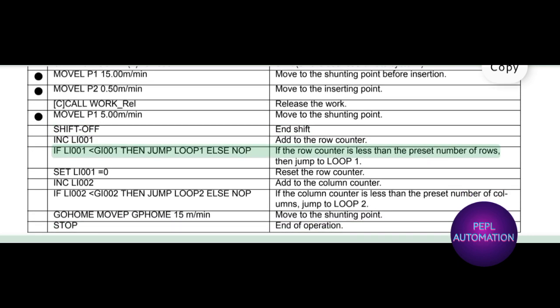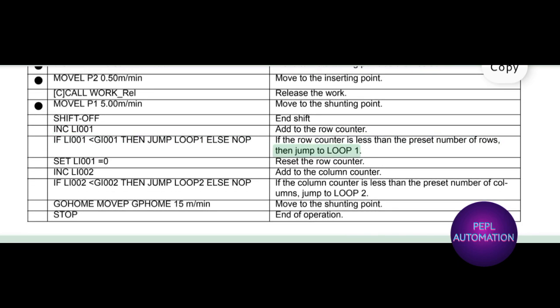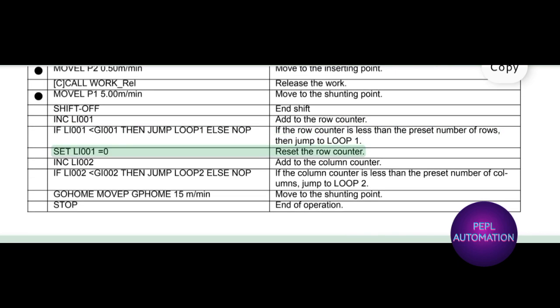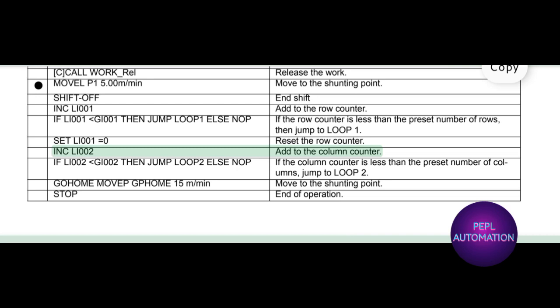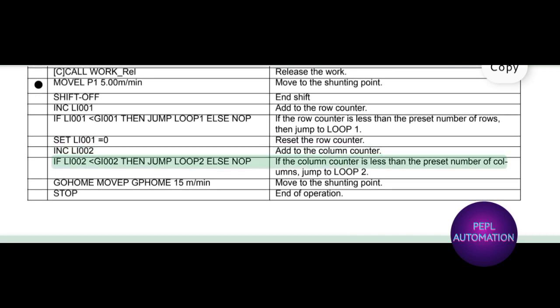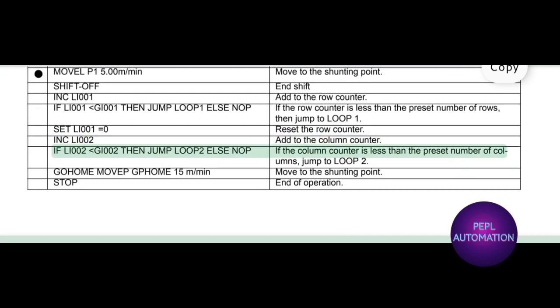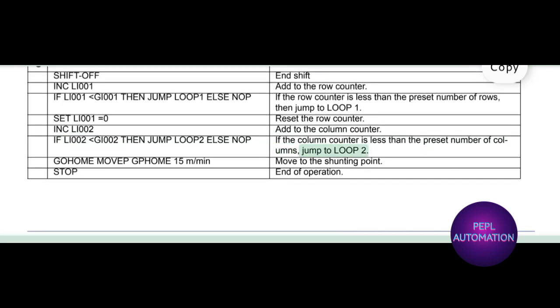If LI001 less than GI001 then jump LOOP1 else NOP. If the row counter is less than the preset number of rows, then jump to loop 1. Set LI001 equals 0. Reset the row counter. Inc LI002. Add to the column counter. If LI002 less than GI002 then jump LOOP2 else NOP. If the column counter is less than the preset number of columns, jump to loop 2.